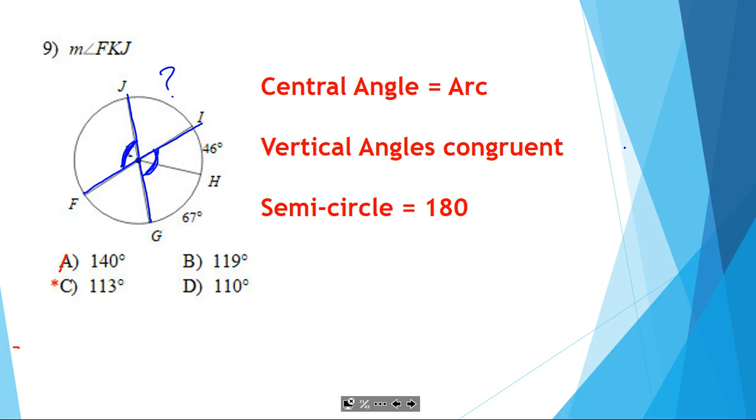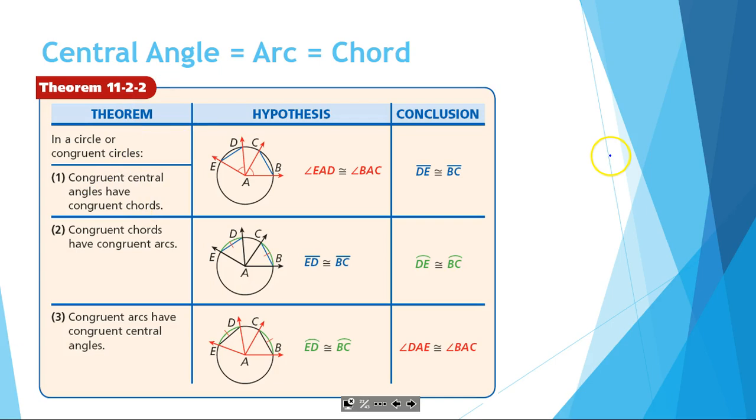Hopefully, all of y'all can see that arc JIHG, I did that on purpose, is a semicircle. So I could add again 46 together with 67 and subtract that from 180 to get our question mark. Again, those are the ways these types of problems might appear to you.